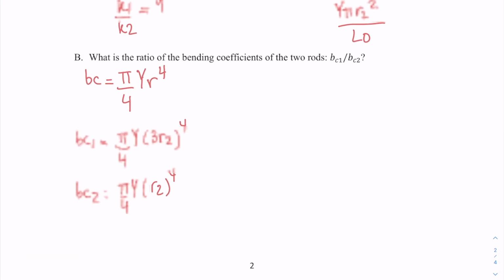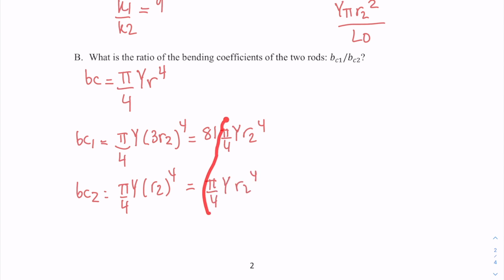As opposed to when you do 3r2, you take 3 to the 4th, that's 81. So it would be like saying 81 times all of this stuff here, all of this junk. And then you can just see that, well, 81 pi over 4 y r2 to the 4th, and then here it's just pi over 4 y r2 to the 4th. So this is the stuff that I was talking about, and this is 1 here, basically. There's only one of it. Now here's 81 units of this stuff. That's essentially what's going on here.